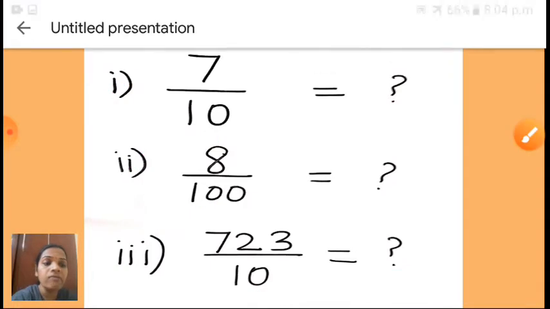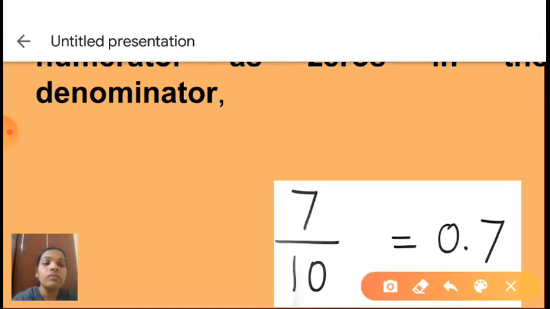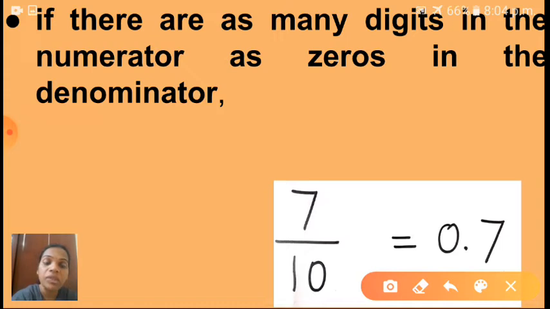Okay children, first I have taken 7 upon 10. When you convert a common fraction into a decimal fraction, just see the denominator of the common fraction. It should be 10 or 100, like that. So see the number of zeros in the denominator. How many zeros are there in this 10? Only one 0. And in the numerator, how many digits? One digit. So one 0 and one digit number. In this possibility, how do we convert?